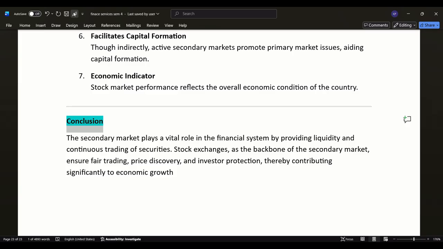Conclusion. The secondary market plays a vital role in the financial system by providing liquidity and continuous trading of securities. Stock exchanges, as the backbone of the secondary market, ensure fair trading, price discovery, and investor protection, thereby contributing significantly to economic growth.